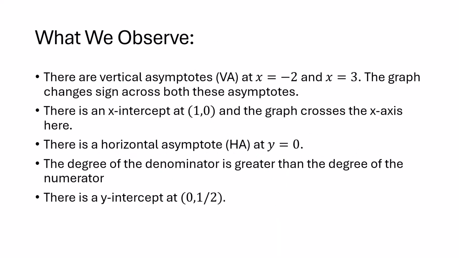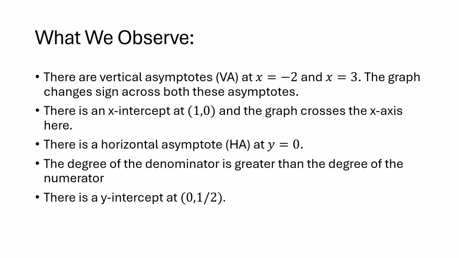Now, it's important that we observe quite a few things from this graph. The vertical asymptotes, which I'll abbreviate VA, are located at x equals -2 and at x equals 3. The graph changes sign across both these asymptotes. There is an x-intercept at (1, 0), and the graph crosses the x-axis here. There is a horizontal asymptote, which I abbreviate HA, at y equals 0.